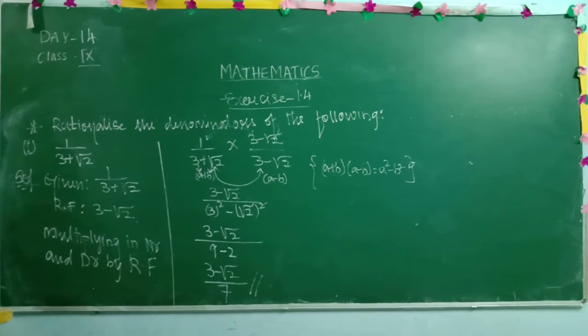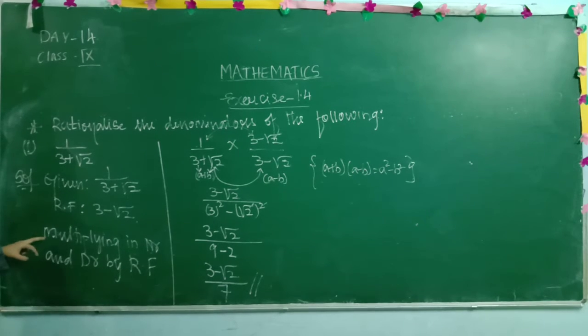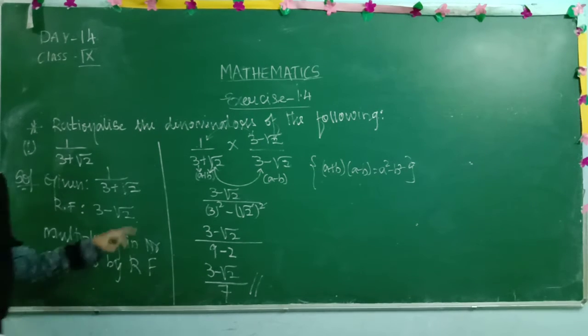Okay, understood? I will explain one more time. 1 by 3 plus root 2, first given we have to write, then the rationalizing factor. How are you going to get the rationalizing factor? Whatever the denominator is given, the same denominator with opposite sign. It is plus, now we are changing it to minus. After the rationalizing factor, we need to multiply in the numerator and denominator by the rationalizing factor.